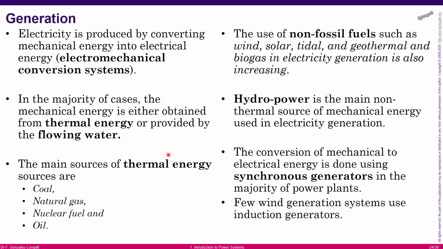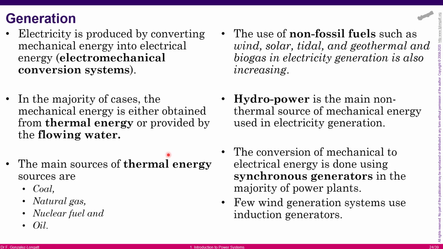On the thermal side, we have coal, natural gas, nuclear fuels, and oils, okay? However, you must see that all of them have some environmental impact. Coal, natural gas, and oil have CO2 emissions. Nuclear fuel, I will not go there, but all of you must remember Fukushima in Japan. There are other resources, typically called non-fossil fuels. For instance, we can recognize solar, wind, tidal, geothermal, and biogas as electricity sources.